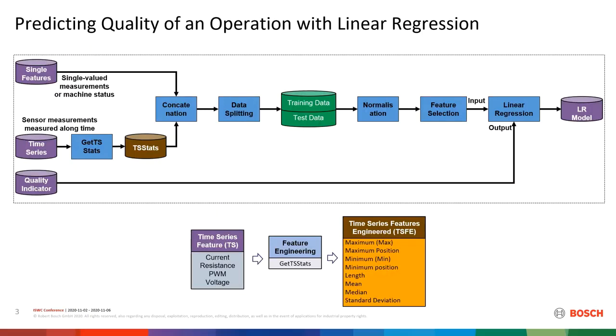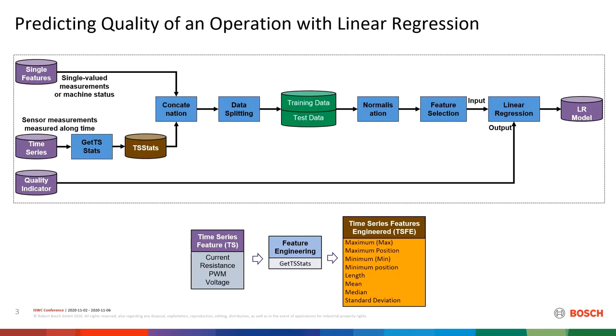Let me first walk you through the example machine learning pipeline we'll be reusing today. In this pipeline, we have our input features: data from a production line, single features, and time series. We will predict some quality indicator. In pre-processing, we perform a simple feature engineering operation on the time series. For each sensor measurement curve, we extract 8 statistical features: minimum, maximum, mean, median value, and so on. The extracted statistics will be concatenated with single features.